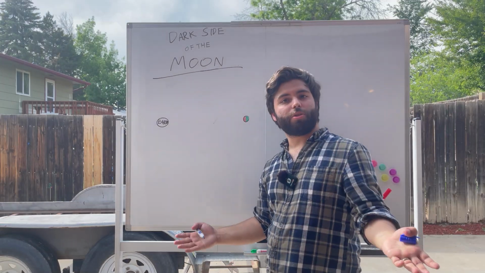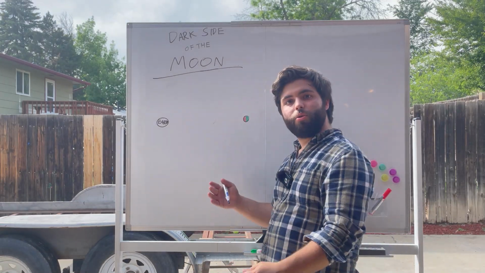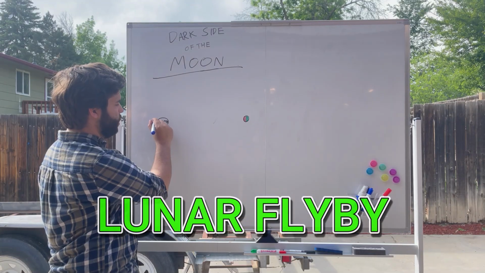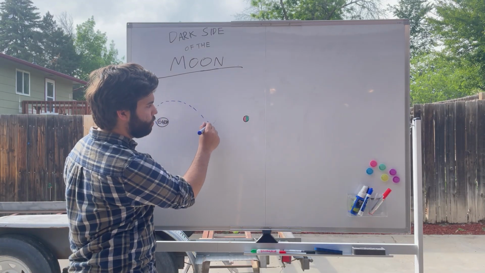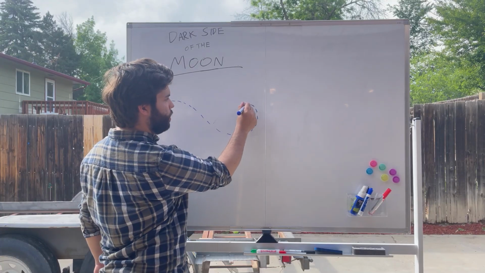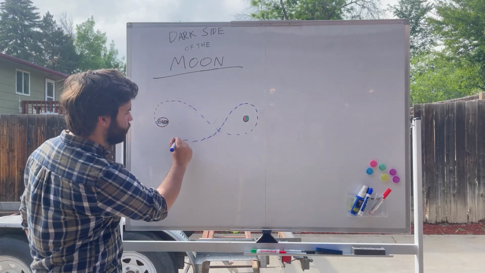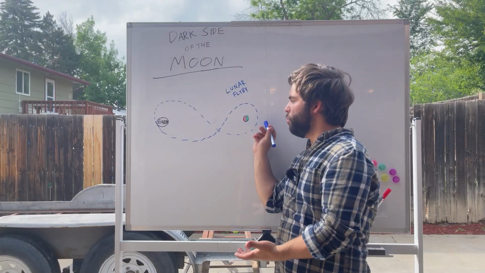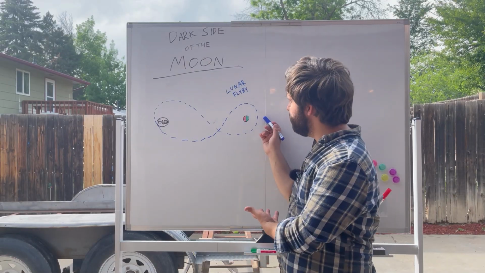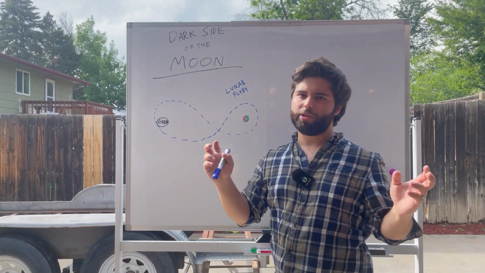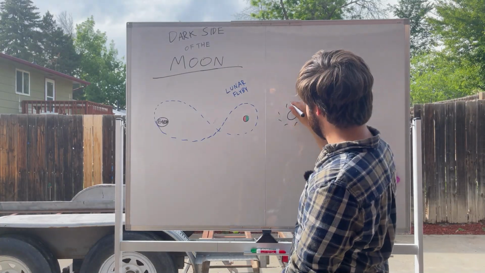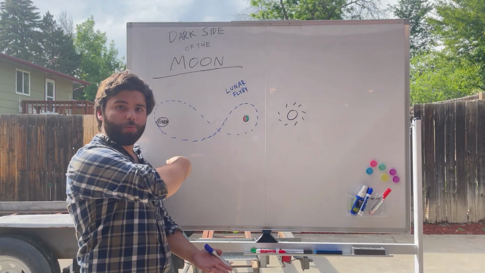Throughout the many missions to study the moon and even land on it, we have done something called a lunar flyby. This is when we have a spaceship going off of Earth and flying by the moon. And when this happens, we actually fly by the dark side of the moon, or the far side of the moon. And sometimes we can do this when the sun is on this side. Because remember, the moon is constantly orbiting around the Earth.